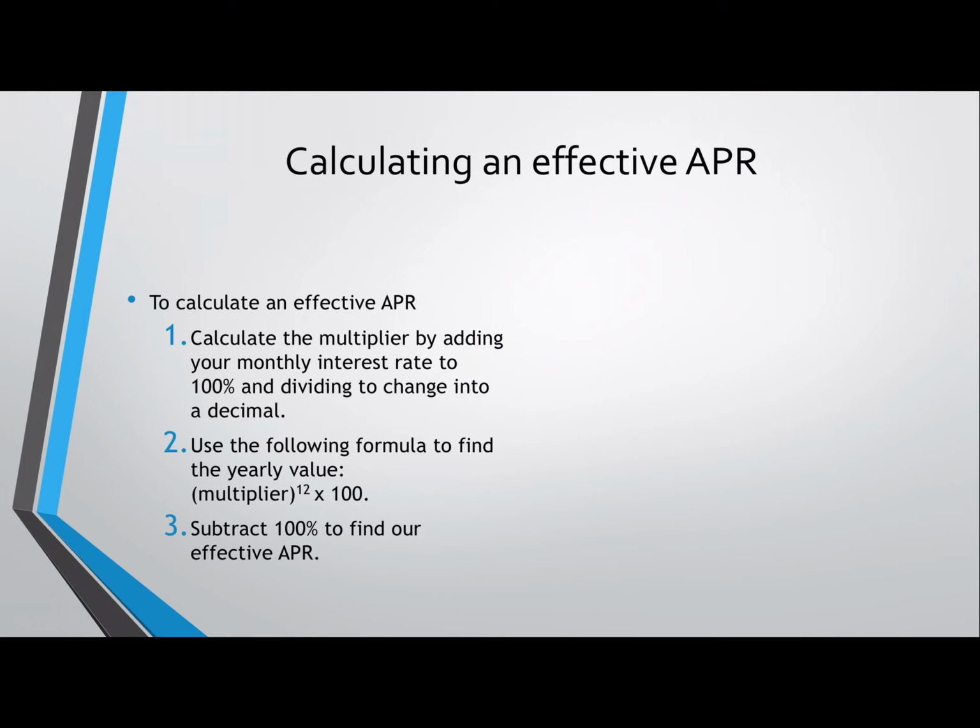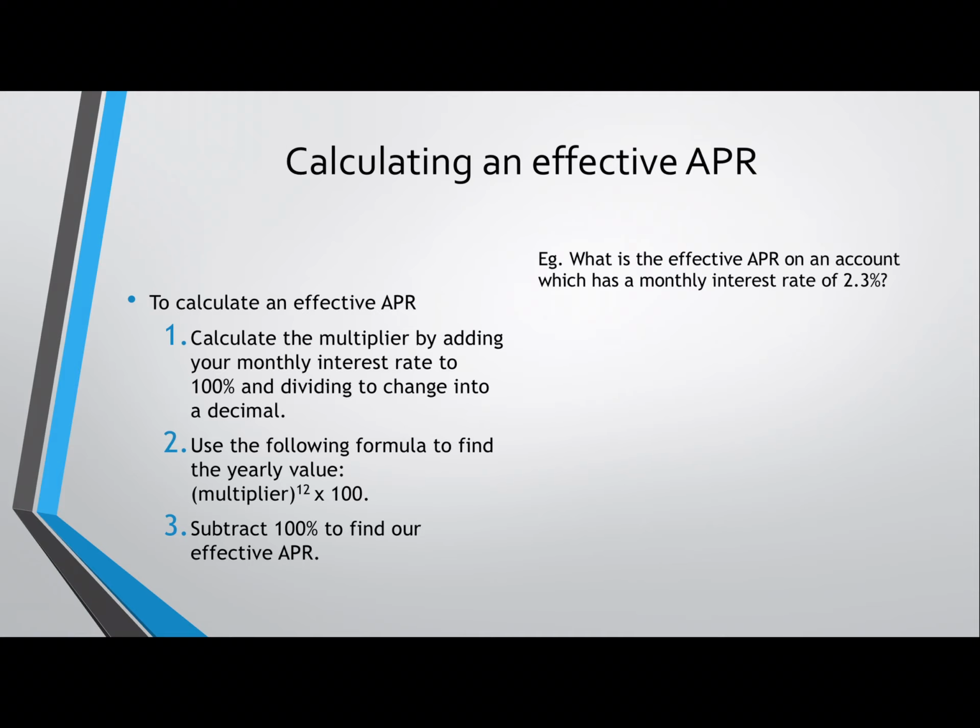To calculate the effective APR, there are 3 steps. 1, we have to calculate the multiplier by adding your monthly interest rate to 100% and dividing by 100 to change into a decimal, same as we did when we were doing compound interest. 2, we use the following formula to find the yearly value. Because it's a monthly interest rate, it's our multiplier to the power of 12 because there are 12 months. And then we times it by 100 to change it into a percentage. 3, we need to subtract the 100% again at the end to find the APR. So we need to add the 100% in at the start and subtract it at the end as well.